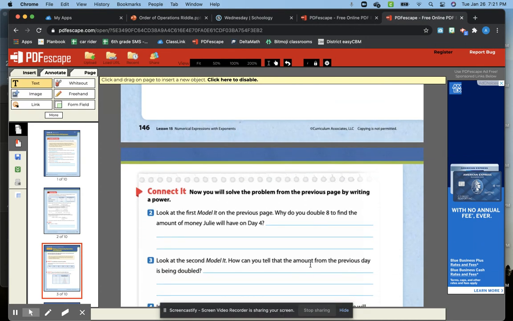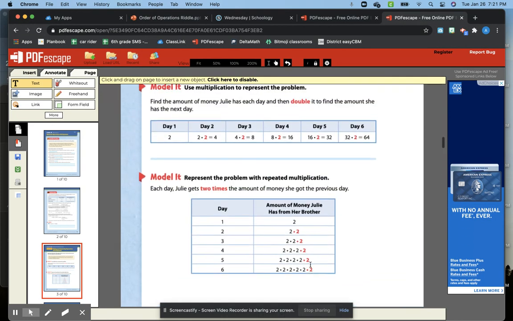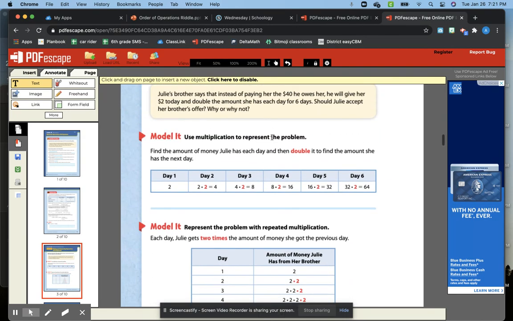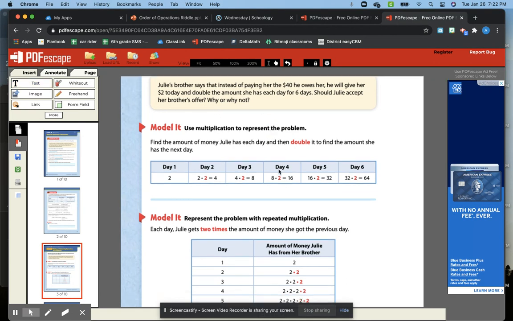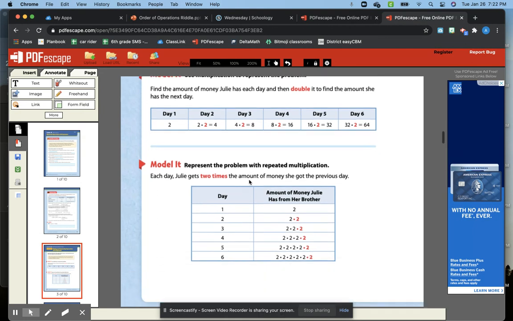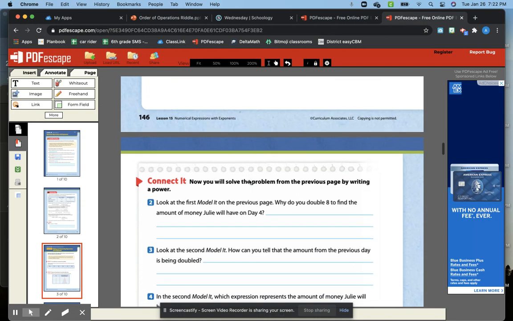Why do you double 8 to find the amount of money that Julie will have on day 4? So the reason for doubling 8 is because, well, 1, the problem says that you double it every time. Every day she doubles the amount. So if she had 8 at the end of day 3, she's going to double it to get what she has for day 4.